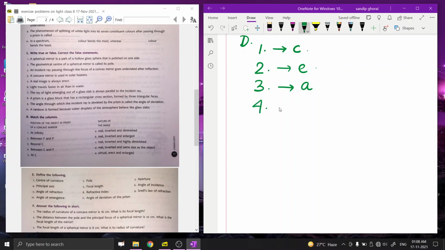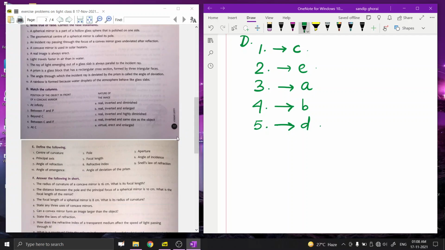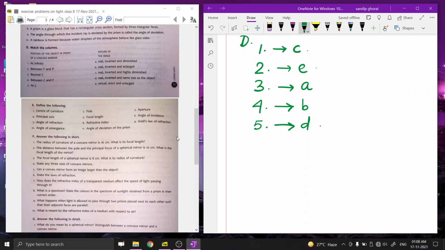Now we move to question number 4, that is when the object is placed between the center of curvature and focus of a concave mirror, then we get a real, inverted and enlarged image, that is B. And the last one is when the object is placed at C, then we get a real, inverted image of the same size as the object. So option D. This is the end of the short questions in your exercise.